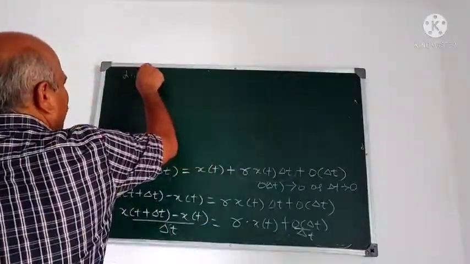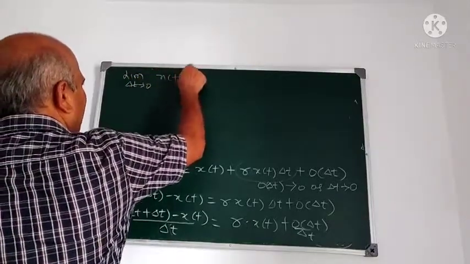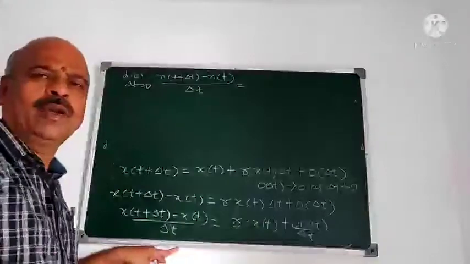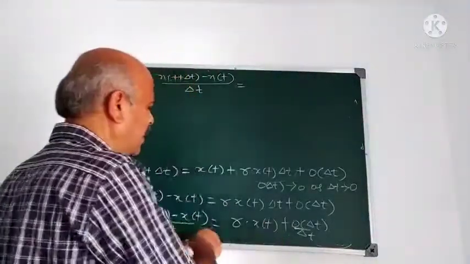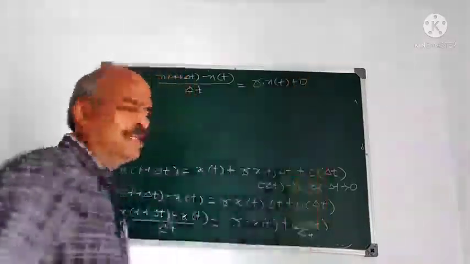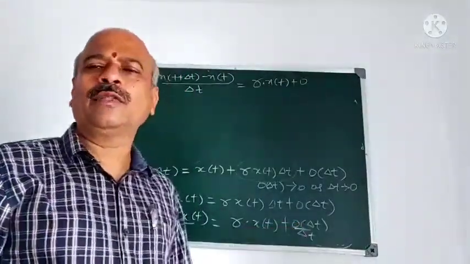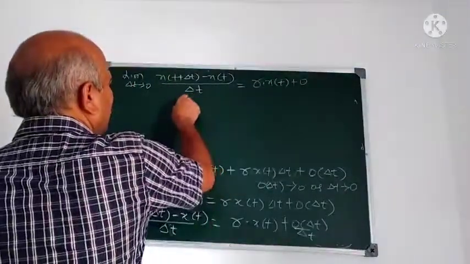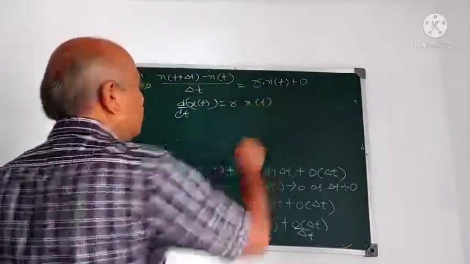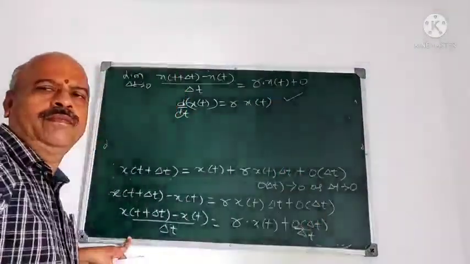Now we take the limiting case. Limit as delta t tends to 0 of x of t plus delta t minus x of t upon delta t is, on the right hand side, R into x of t only, plus 0, because as delta t tends to 0, o of delta t upon delta t also tends to 0. Now what is this? d by dt of x of t is equal to R into x of t. Therefore, it is a first order differential equation now.